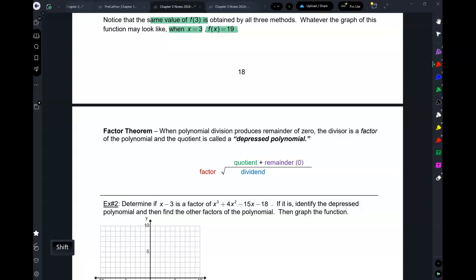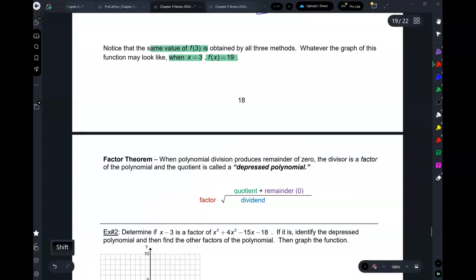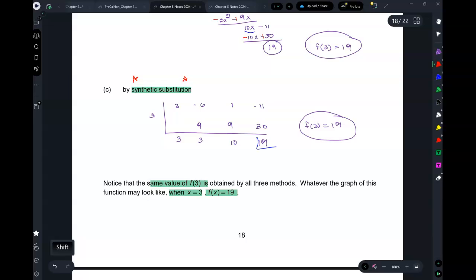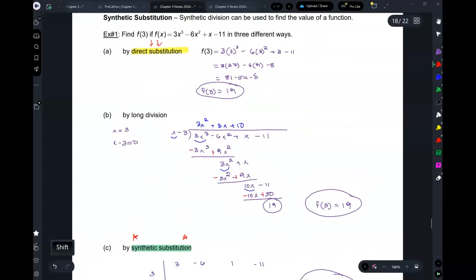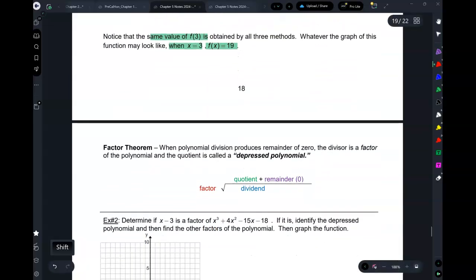What would be the difference between synthetic substitution and synthetic division? With synthetic division, you're getting the polynomial, the quotient. So the answer would be 3x squared, the final answer. You get the quotient plus the remainder. This is just f of the value, so just that number. You're doing the same way, right? Correct. But you're looking for different things.